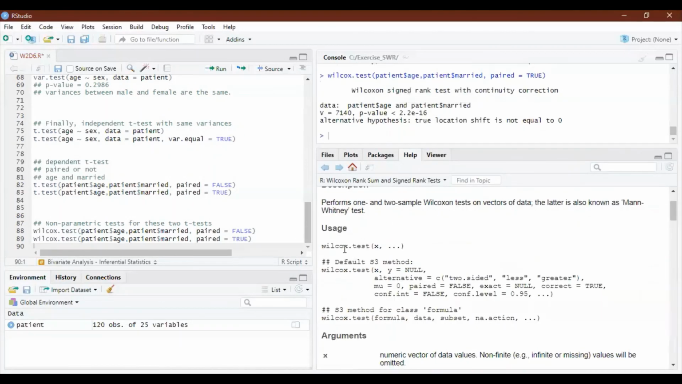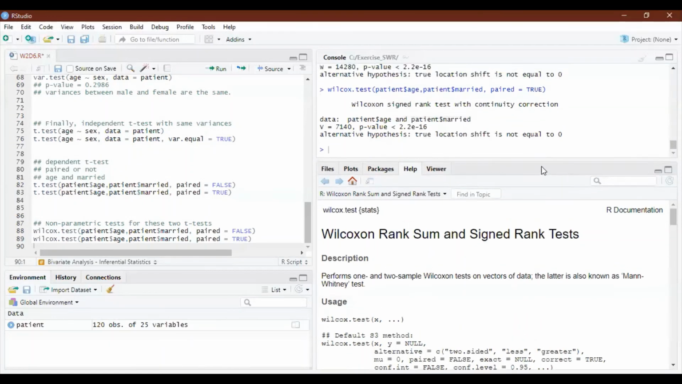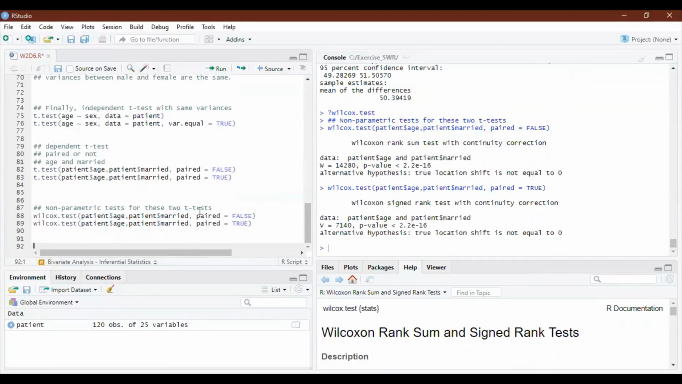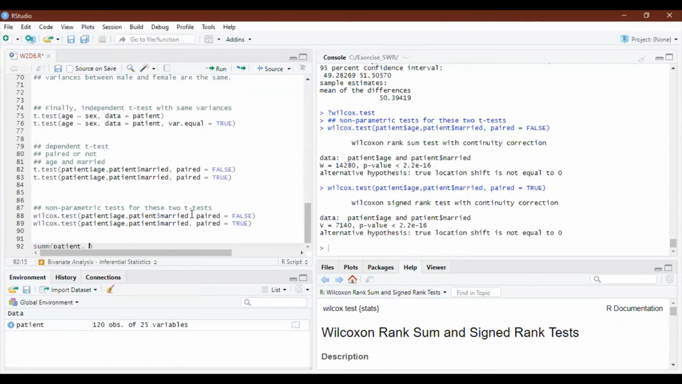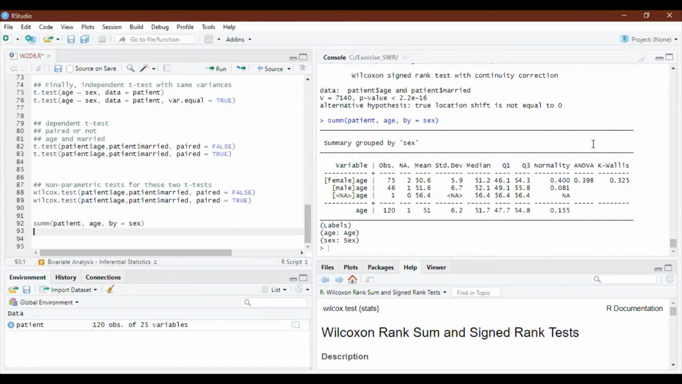Okay, this is how you do this. Anyway, you have to look at the documentation. If you're not used to doing this, you will find errors like we did. All of this we can also do in Amstat using the sum function. We say sum patient age, and then we group by sex. That's it.